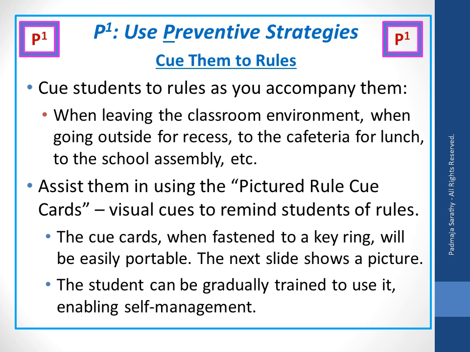When the child starts acting up, you have an opportunity to go to a corner of that assembly, calm down, and then return back. And so these rule cue cards, I call them pictured rule cue cards. They are portable. They are attached to a key ring. And the next slide will show you a picture. And as the child gradually gets used to it, you can remove this additional support for the child to be able to manage his own behavior, and self-monitoring will come to play.